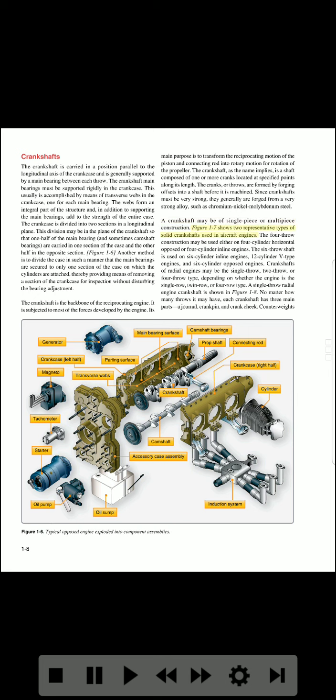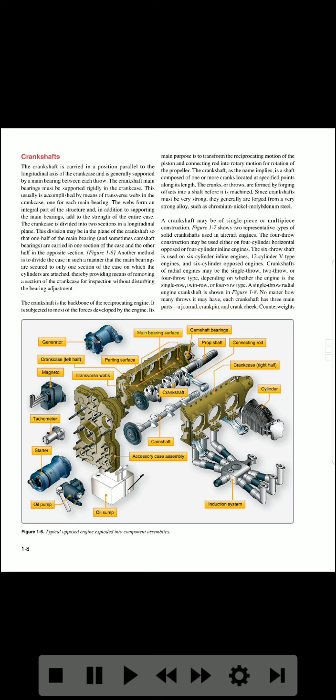Figure 1-7 shows two representative types of solid crankshafts used in aircraft engines. The four-throw construction may be used either on four-cylinder horizontal opposed, or four-cylinder inline engines. The six-throw shaft is used on six-cylinder inline engines, 12-cylinder V-type engines, and six-cylinder opposed engines. Crankshafts of radial engines may be the single-throw, two-throw, or four-throw type, depending on whether the engine is the single-row, twin-row, or four-row type. A single-throw radial engine crankshaft is shown in Figure 1-8. No matter how many throws it may have, each crankshaft has three main parts: a journal, crank pin, and crankcheek.